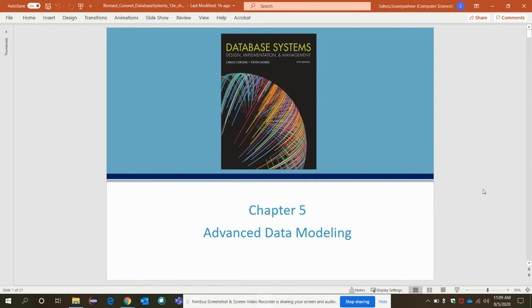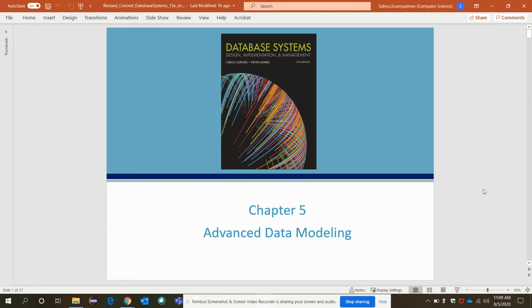Here in this video, we are now going to learn about advanced data modeling. You have already seen data models such as the entity relationship model, how to create it, and what the basic terminologies associated with it are. But we are going to explore some advanced concepts in relation to entity relationship data modeling in this chapter.